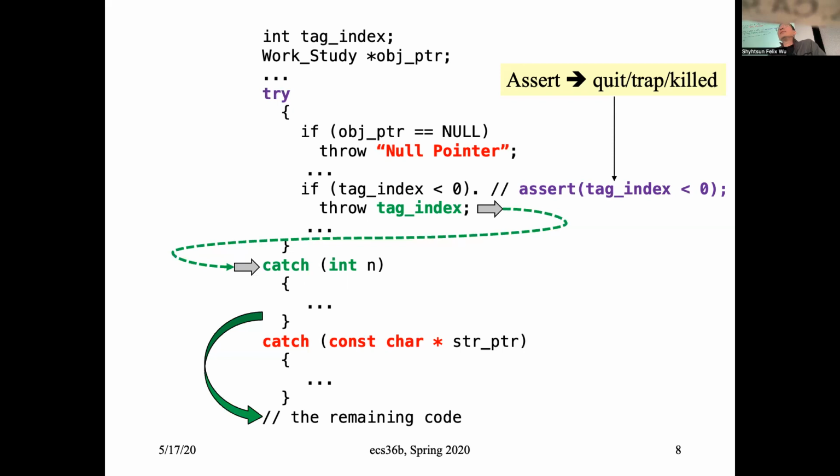Yes. For example, if both the object pointer was null and the tag index was less than 0, would it jump to both of the catches? It will not. It depends on which throw statement is executed first. So it's not magic, okay.